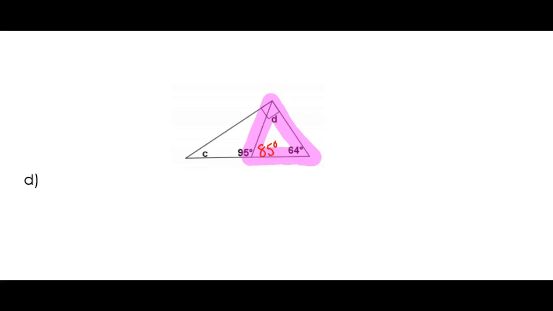And so I also know that all the angles in a triangle have to add up to 180. So that's an easy way for me to figure out this angle right here, angle D. So I know that 180 degrees minus 85 degrees, and then I'm going to take away another 64 degrees, and the remainder will give me the value or the measure of angle D.